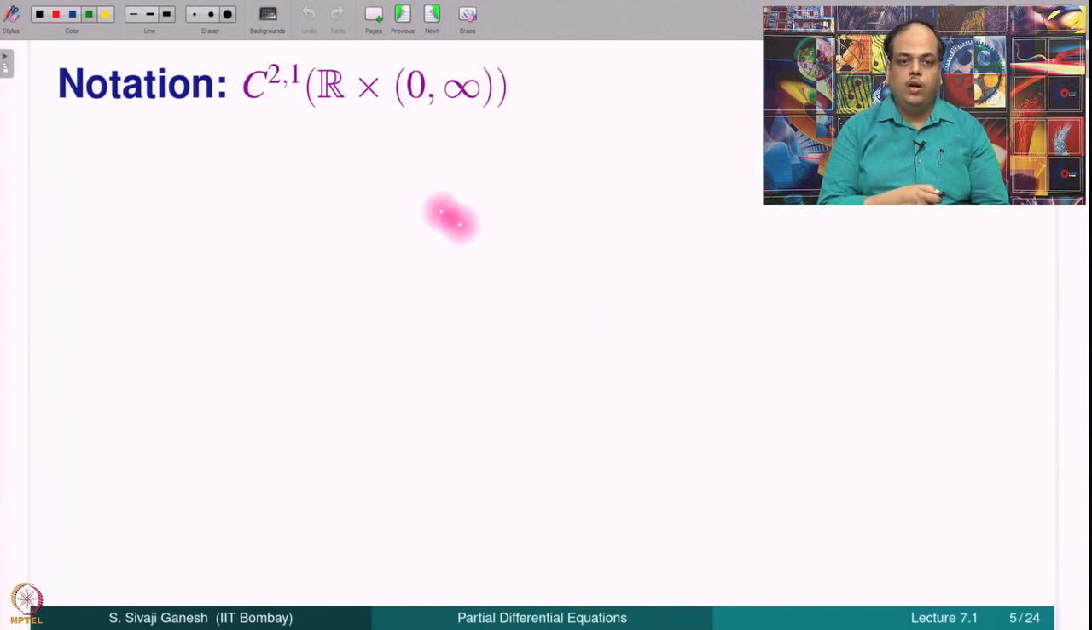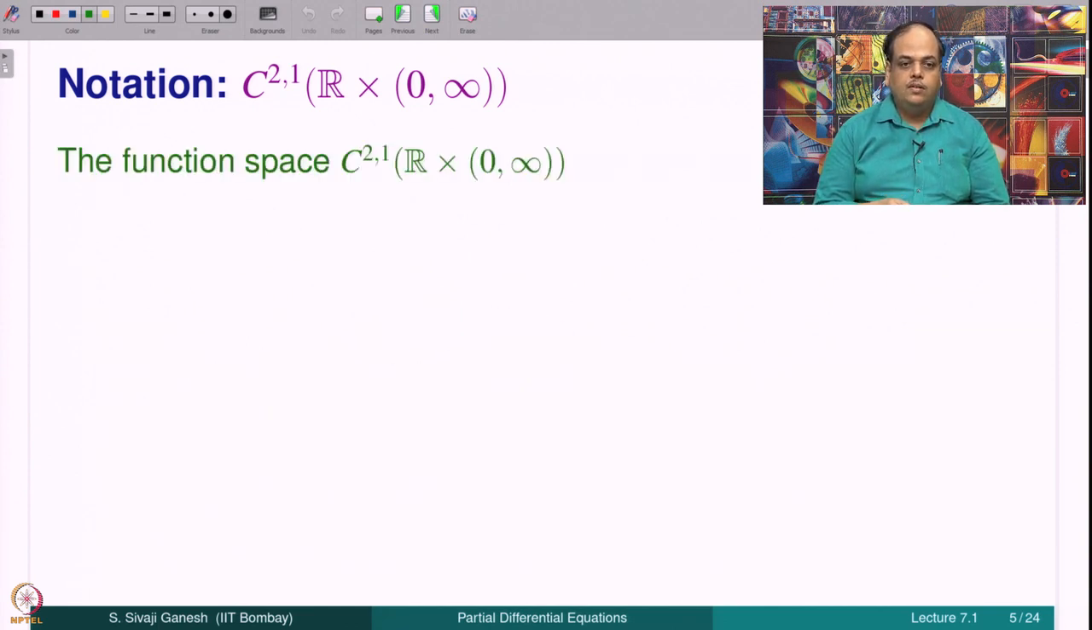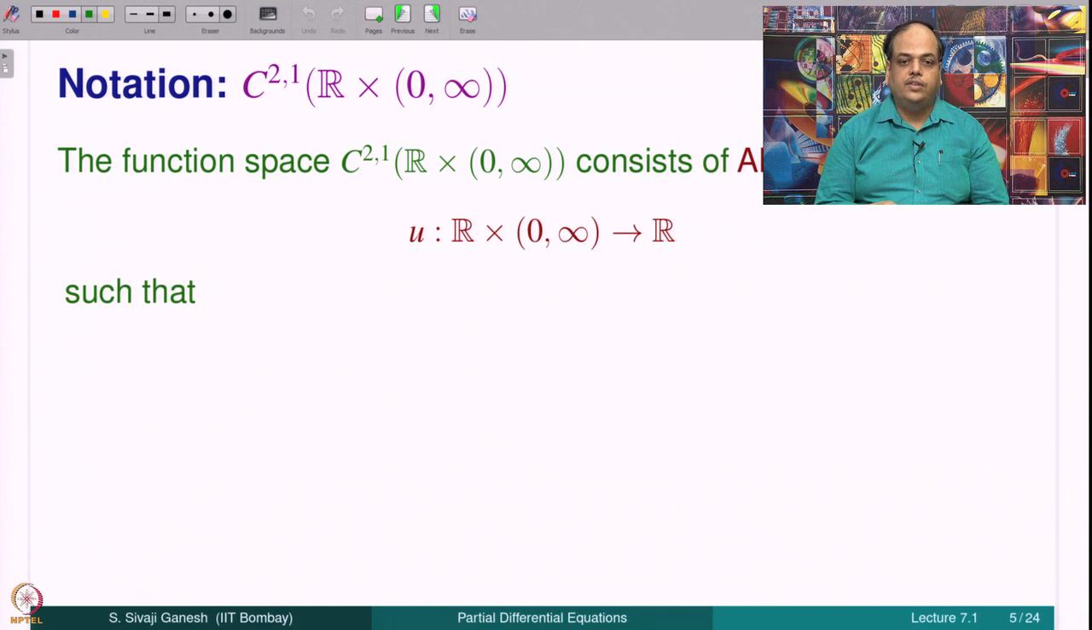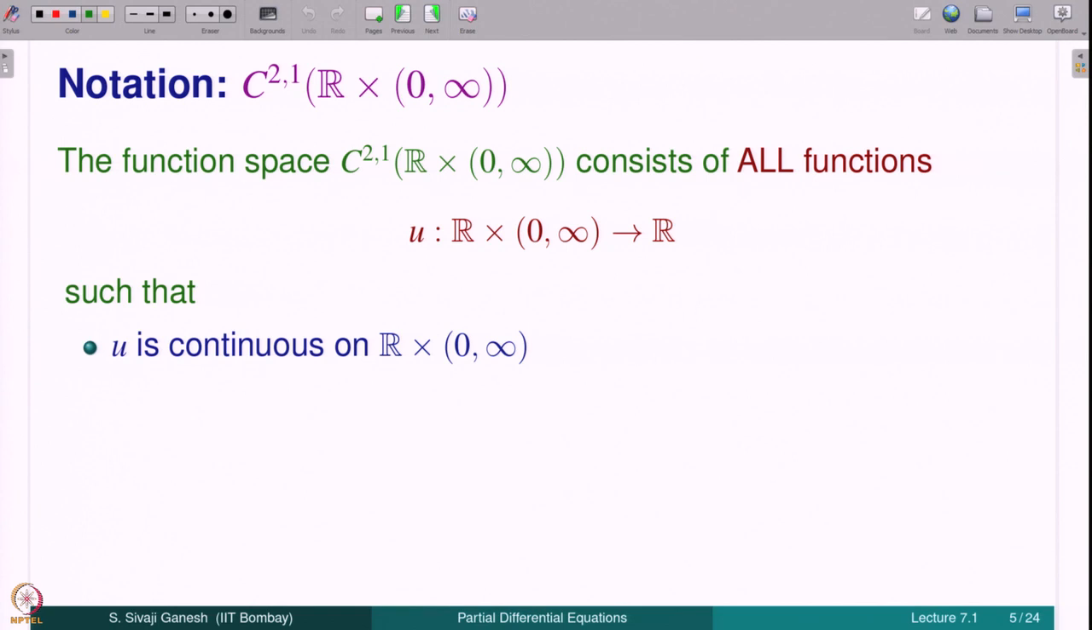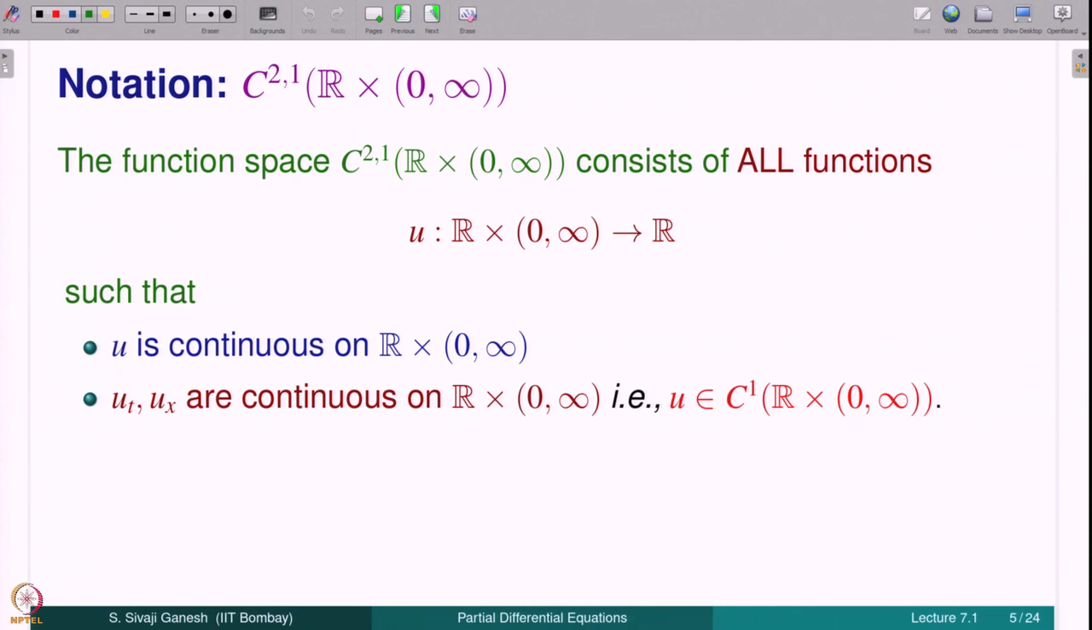Notation C^{2,1} of R cross (0, infinity). In case you have seen this notation C^{2,1} somewhere else, you forget about that. It is a notation restricted to the heat equation study. The function space C^{2,1} of R cross (0, infinity) consists of all functions defined on the domain R cross (0, infinity) taking values in real numbers, such that u is continuous on R cross (0, infinity), u_t, u_x are continuous on R cross (0, infinity), that is u is C^1 of R cross (0, infinity), and u_xx is continuous on R cross (0, infinity).